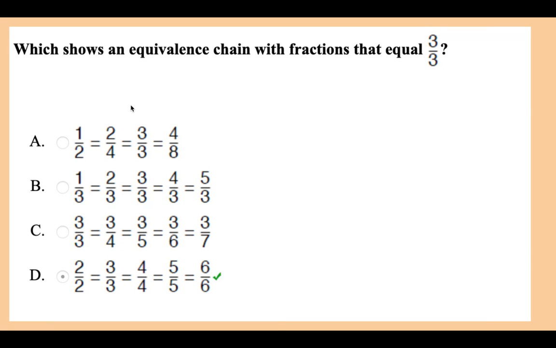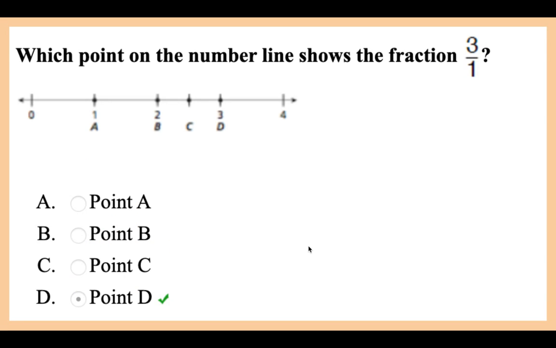Which shows an equivalent chain for 3/3? That's equal to 1, so I'm going to look for something that has numerators and denominators that are the same. That's D. Which point on the number line shows 3 wholes, not cut into anything? So that is D, because that's the whole number 3.